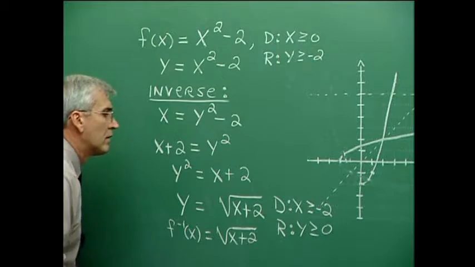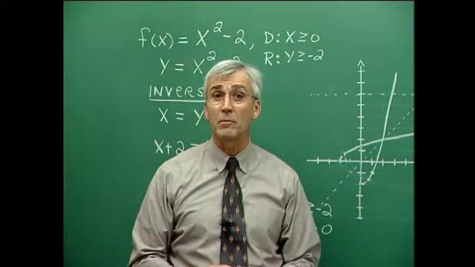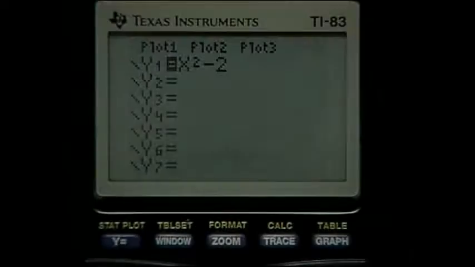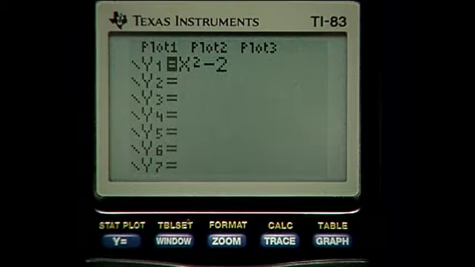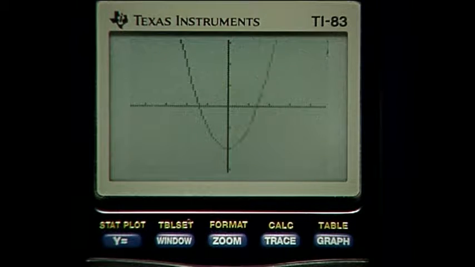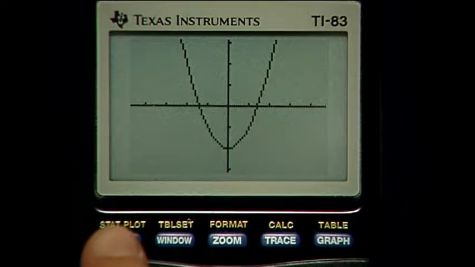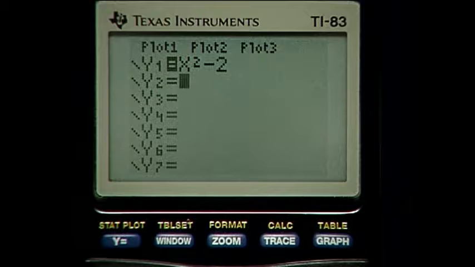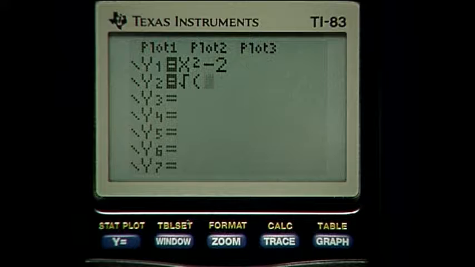Well, the calculator has some rather special capabilities when it comes to graphing functions and inverses. Let's have a look. I've already entered y equals x squared minus 2, and the expected graph looks like this. If we wanted to enter the information about drawing its inverse, we could go down and enter those two equations that would give the inverse relationship. One of them was the square root of x plus 2. I'm opening a parenthesis here, x plus 2, and close parenthesis.